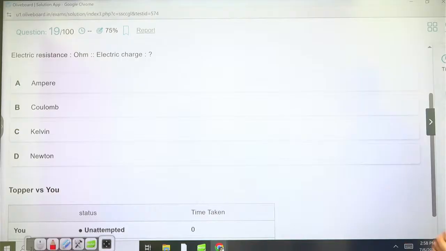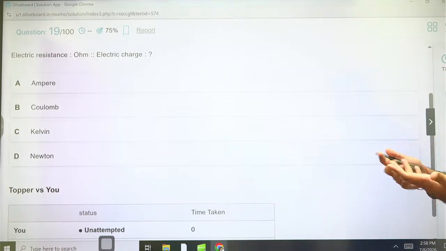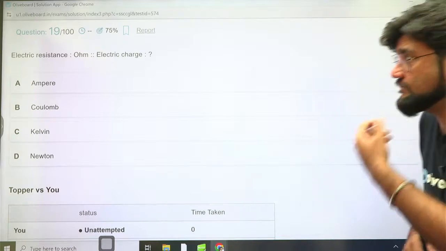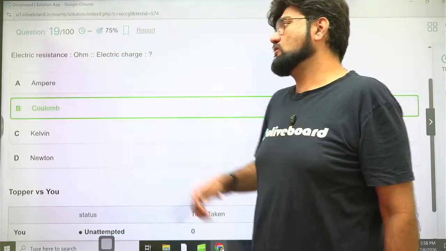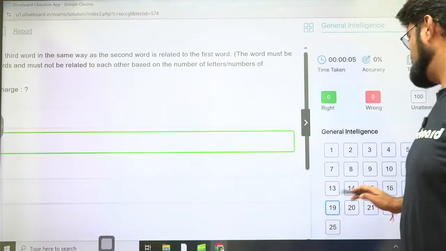41 is also decent. Electric resistance, the unit is ohm also. It is given by, discovered is not the right word, it is given by ohm. Similarly, electric charge is given by coulomb and the SI unit is also coulomb. So option B, coulomb, is the right answer. 13 seconds. Next.